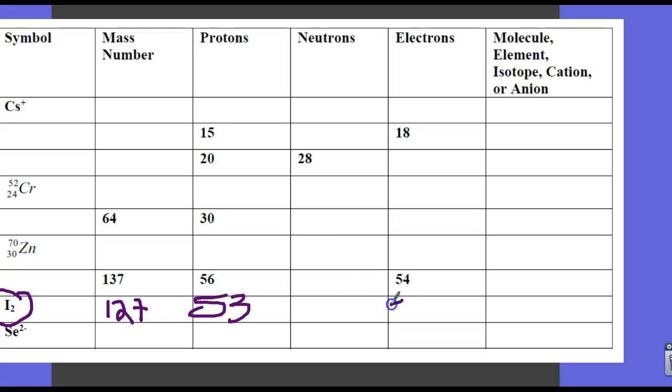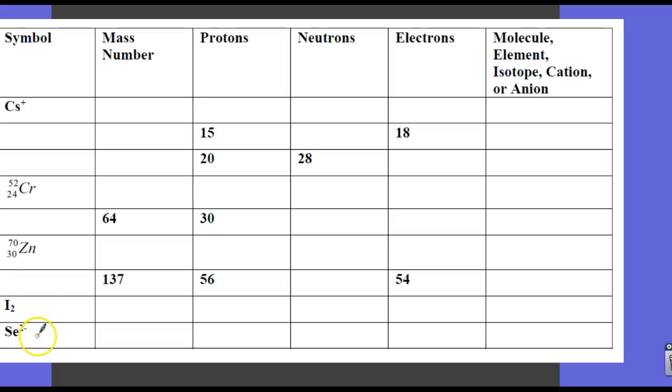You have nothing about charge, that must be 53. Then 127 minus 53, 74. And this would be a molecule. So you'd write molecule over here because it's more than one of those things put together. But again, you do all those numbers just for one of them.